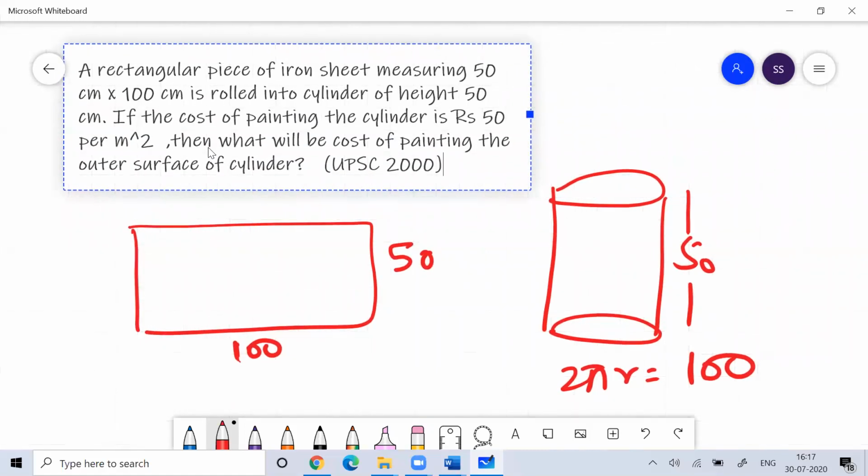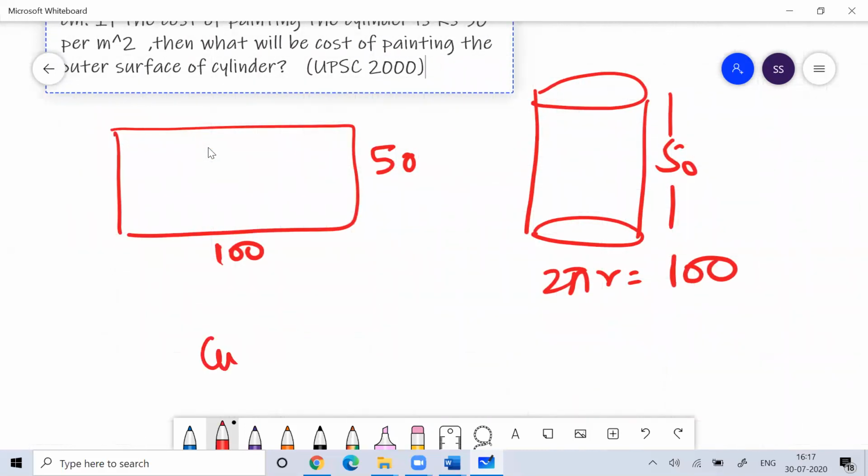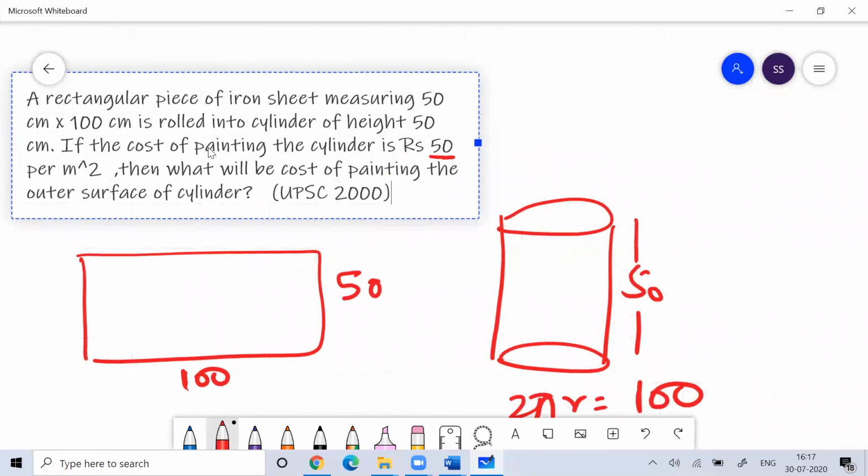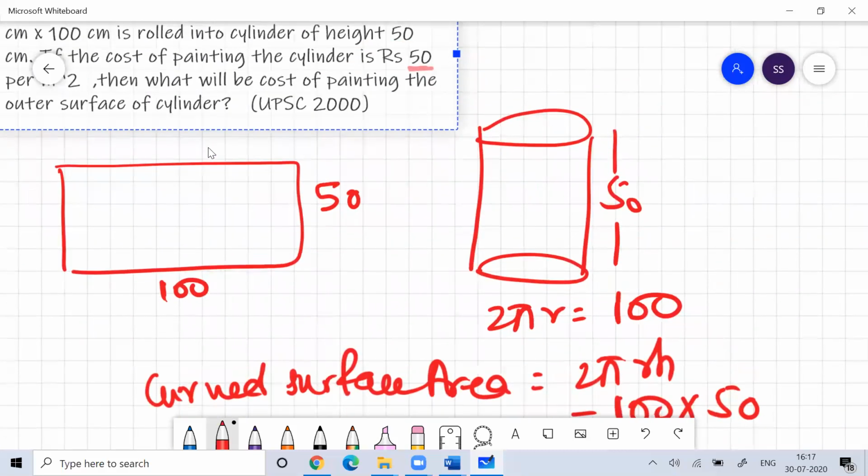They are actually asking you to calculate 2 pi r h. So 2 pi r is 100. Since they're asking for the outer surface, they're asking you to calculate the curved surface area. The curved surface area is nothing but 2 pi r into h. So 2 pi r is 100 and h is 50. This is the curved surface area in meter square, where the cost is given as 50 rupees per meter square.